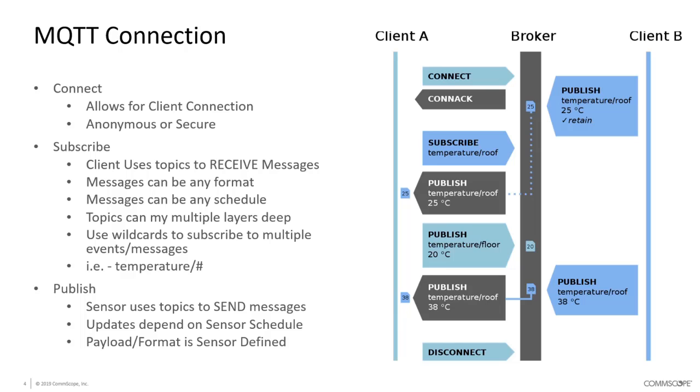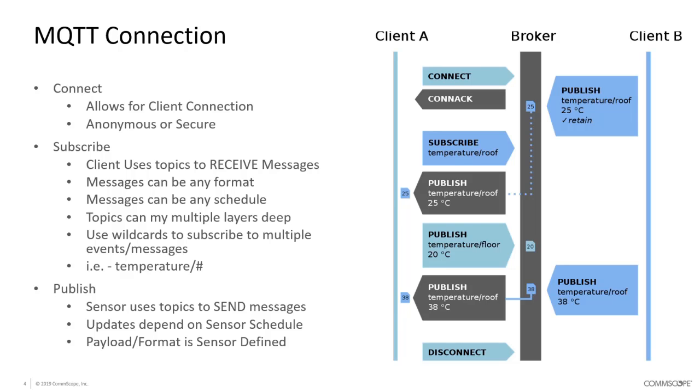Now, in this particular case, we've also published to temperature/floor. Because that is not a topic that anybody has subscribed to, that will basically be ignored and dropped by the broker. So that really concludes how you can connect, subscribe, and publish, and how the process works to ensure that messages are sent from clients to clients, or from sender to receiver, or to multiple receivers all at the same time.